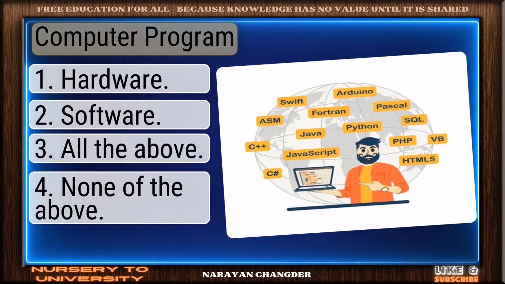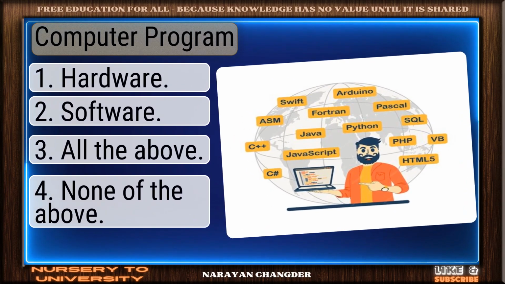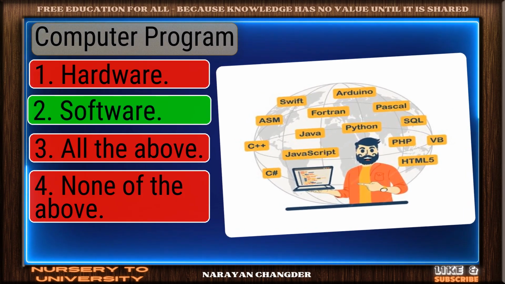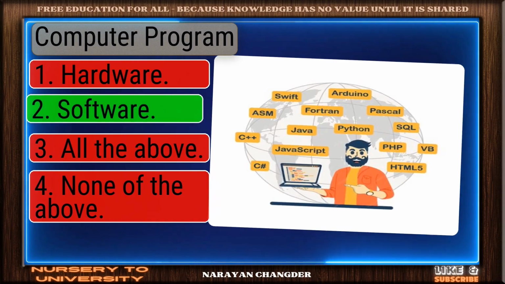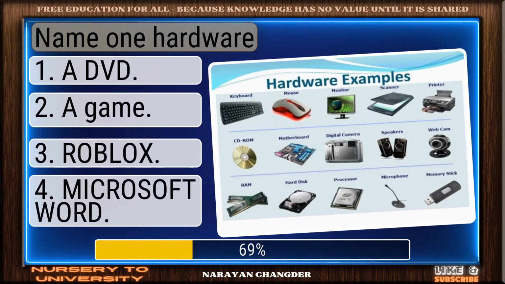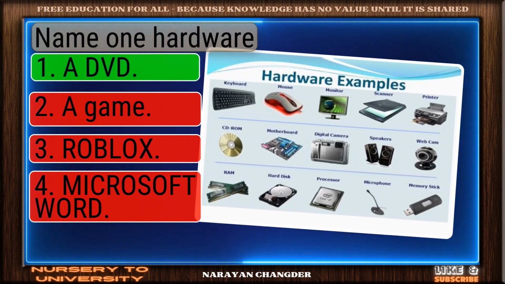Can you solve all these Class 4 Computer Chapter 3 Hardware and Software questions? Computer program. Right choice. Software is the best answer. Name one hardware. Correct response. A DVD is the most accurate answer.